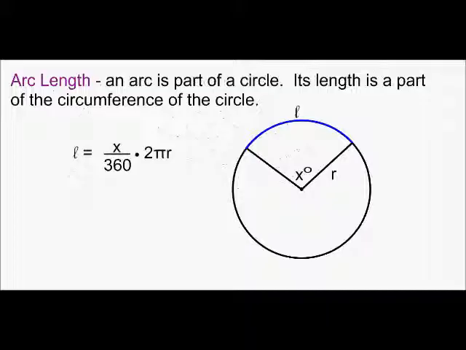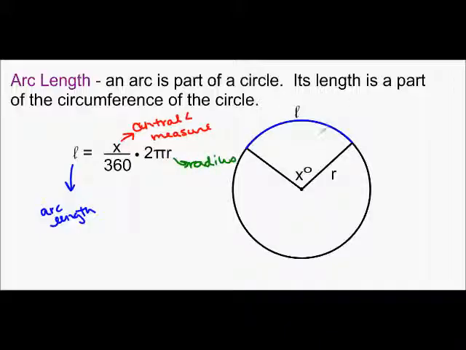Okay, arc length. An arc is a part of a circle. We've been over this. Its length is a part of the circumference of the circle. So your arc length formula is right here. L, which is the arc length, equals x divided by 360, and x is the central angle measure, times 2 pi r. And remember, r stands for radius.